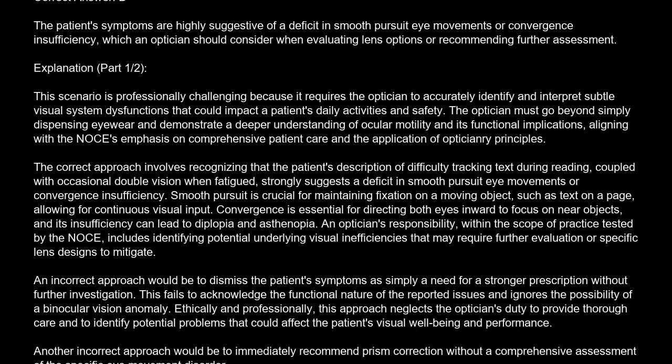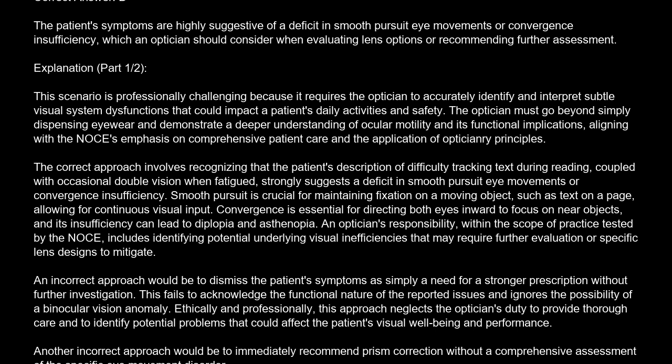The correct answer is D. The patient's symptoms are highly suggestive of a deficit in smooth pursuit eye movements or convergence insufficiency, which an optician should consider when evaluating lens options or recommending further assessment. Explanation. This scenario is professionally challenging because it requires the optician to accurately identify and interpret subtle visual system dysfunctions that could impact a patient's daily activities and safety.